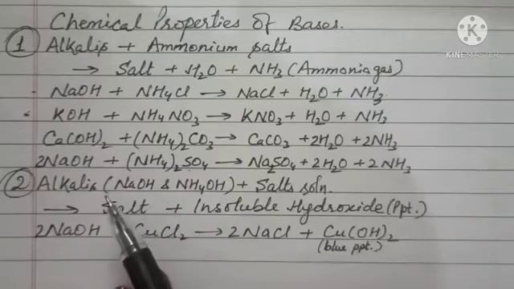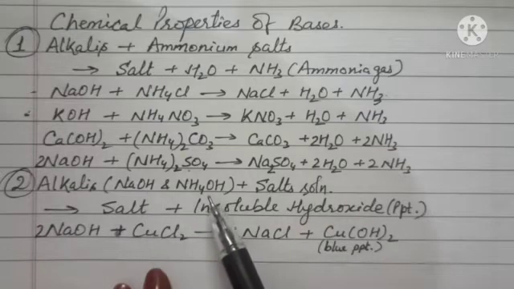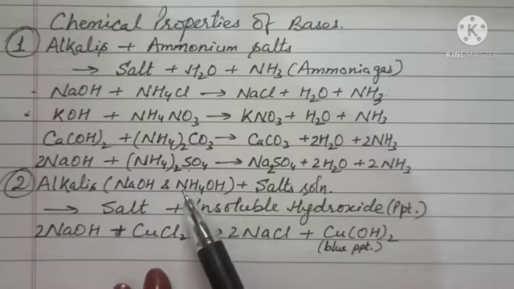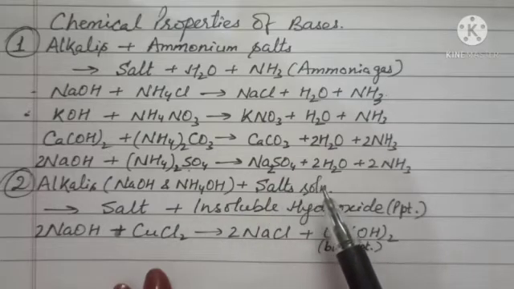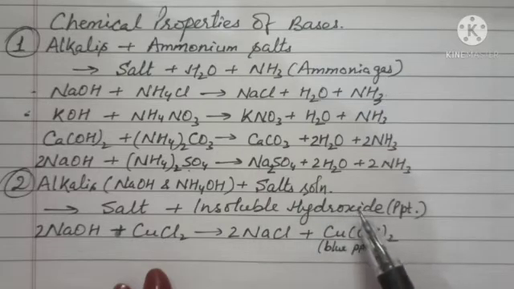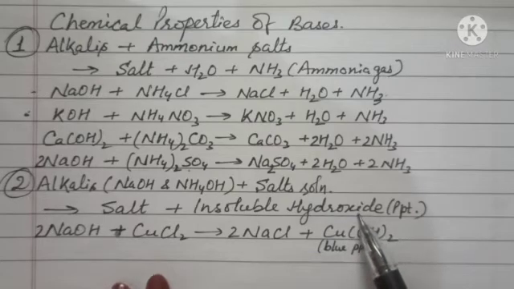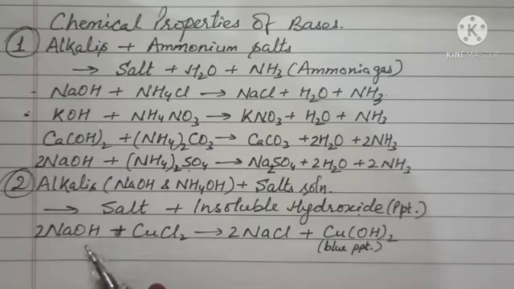Understood? Now, when alkalis react with salt solutions, especially which alkalis? Sodium hydroxide and ammonium hydroxide. When these two alkalis react with some salt solutions, they always give salt and an insoluble hydroxide, that is, a precipitate of insoluble hydroxide is formed, right? And this is used in analytical chemistry. For example, when sodium hydroxide reacts with copper 2 chloride, it gives you sodium chloride and a blue precipitate of copper hydroxide is formed, which is insoluble.